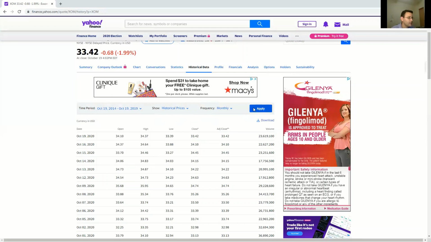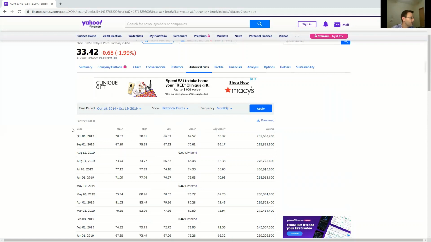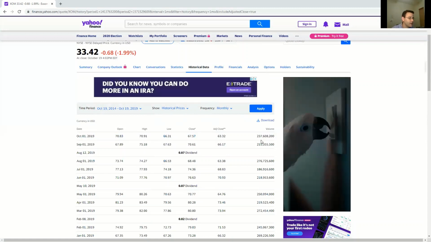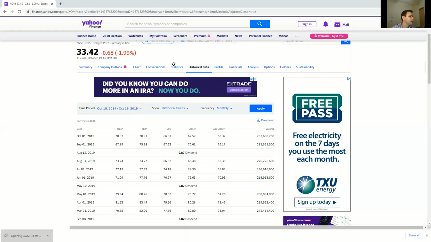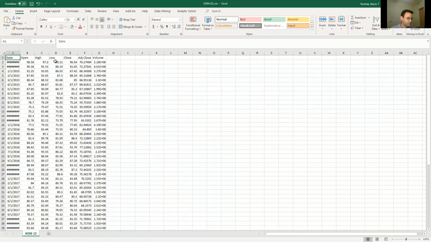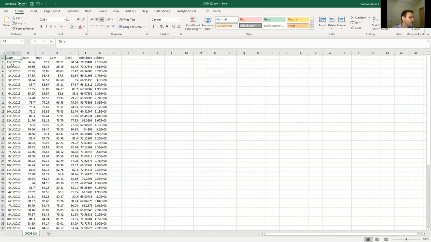I'm going to update those filters, and Yahoo gives me all of the data that I asked for. I just download it, click the download button. It gives me a CSV file here. I can open that. And there's all the information for Exxon. I get the monthly dates, the open price at each month, the high price, the low, the close, the adjusted close, and the volume. So this is all for Exxon.